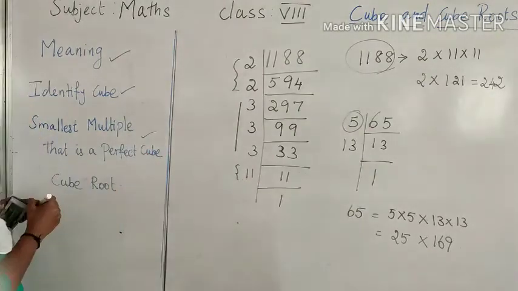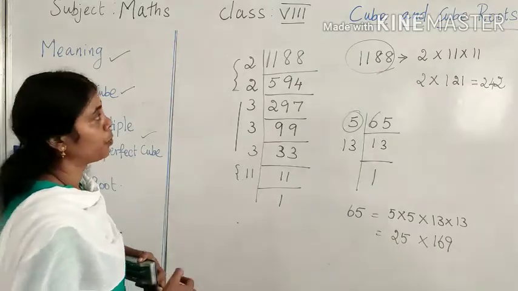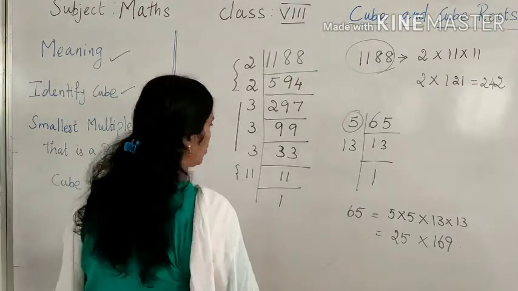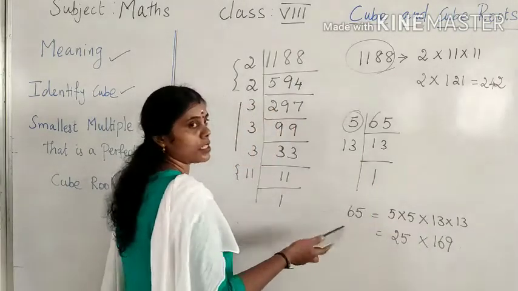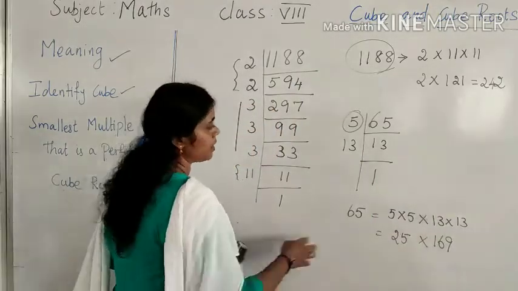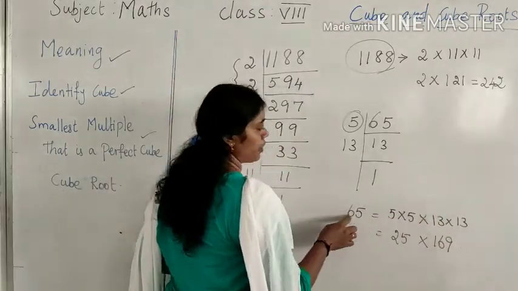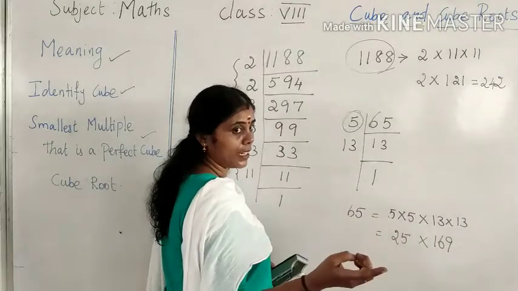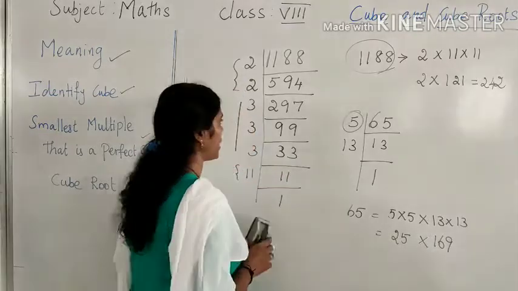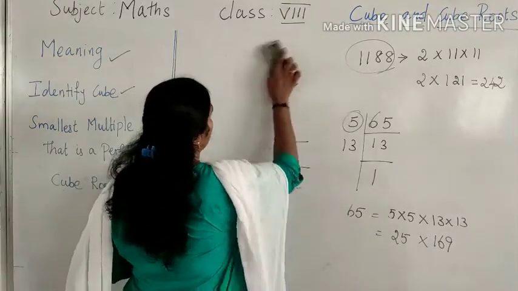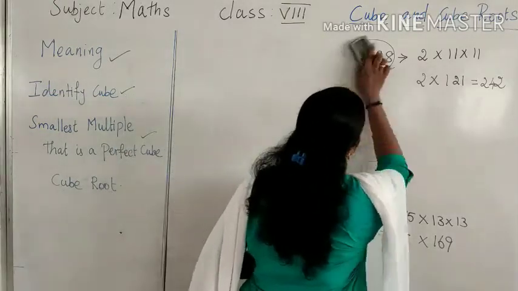Now come to the cube root. So to make the given number a perfect cube, these are the smallest multiple. This number should be multiplied with 65. You will get one number, and that number is the perfect cube. Okay? Now come to the next topic, that is cube root.